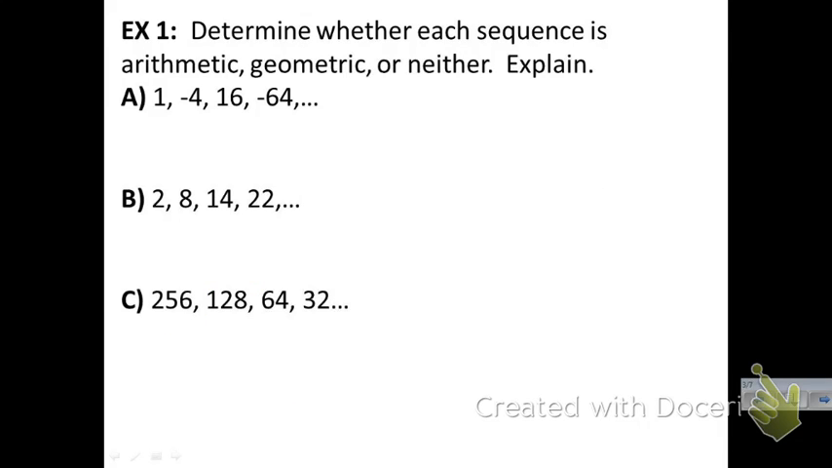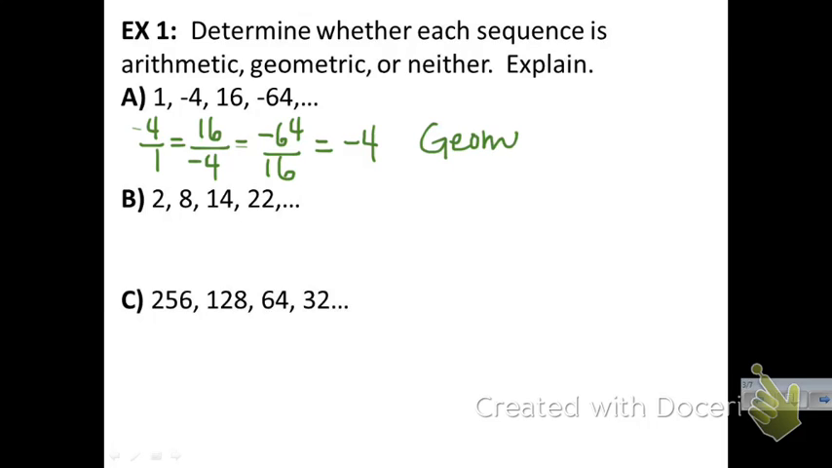In example 1, we're going to determine whether each sequence is arithmetic, geometric, or neither. As we look, if we take negative 4 divided by 1, is this equal to 16 divided by negative 4? And is this equal to negative 64 divided by its previous term, 16? You can see that all of these give you negative 4, so that concludes that it's geometric, and we're going to say that the common ratio r is negative 4.